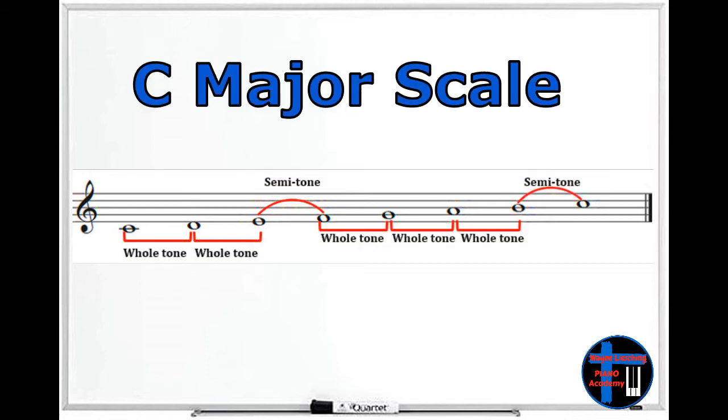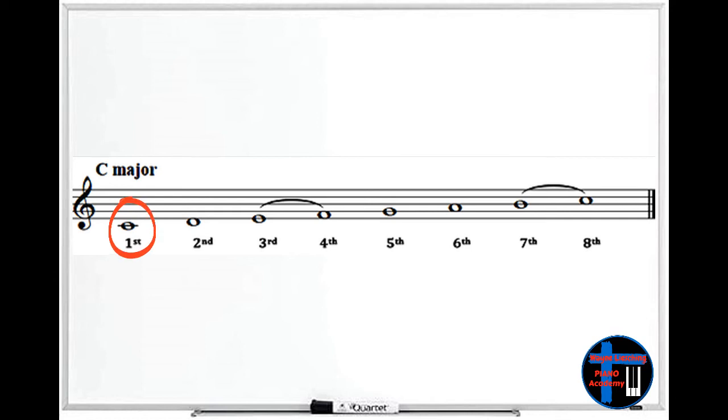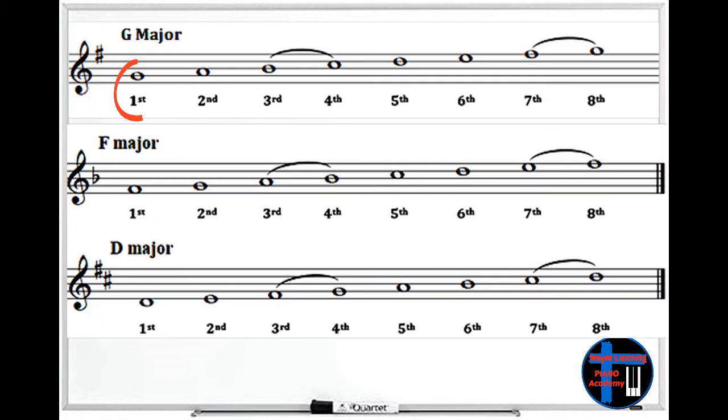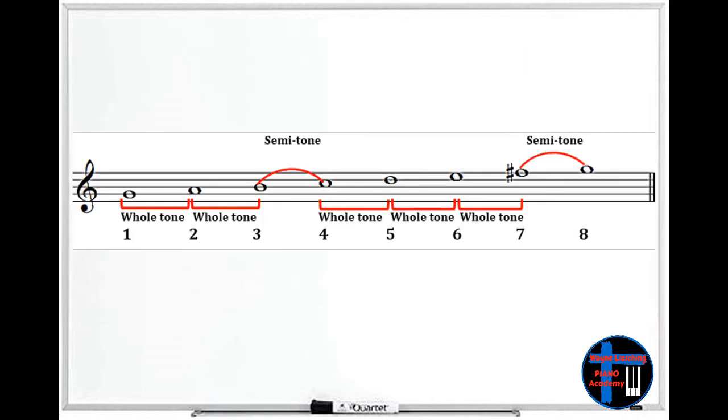Now, any note can be used as the first note of a scale. And the first note, or the key note, is called the tonic. The tonic can be a G, a D, or an F. However, to keep the whole tone, semitone pattern, 1 or more accidentals are going to have to be used.